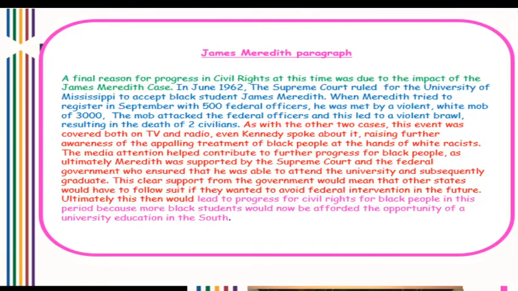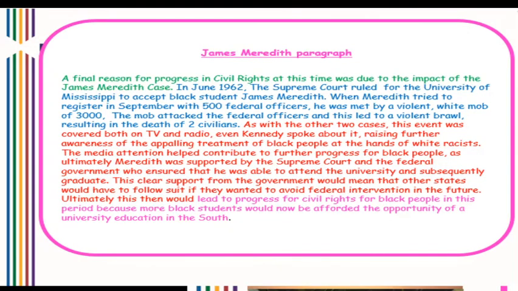So in June 1962, the Supreme Court ruled for the University of Mississippi to accept black student James Meredith. When Meredith tried to register in September with 500 federal officers, he was met by a violent white mob of 3,000. The mob attacked the federal officers, and this led to a violent brawl, resulting in the death of 2 civilians. Okay, then my red bit and pink bit at the bottom are my links back to the question, my explain part.